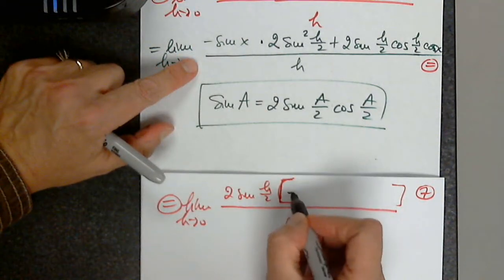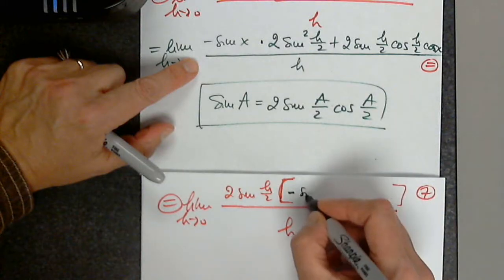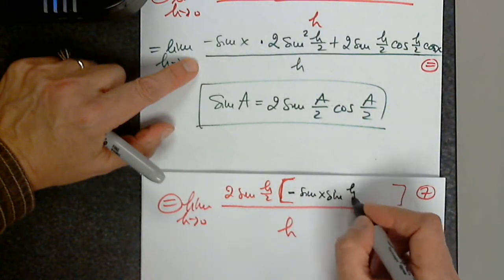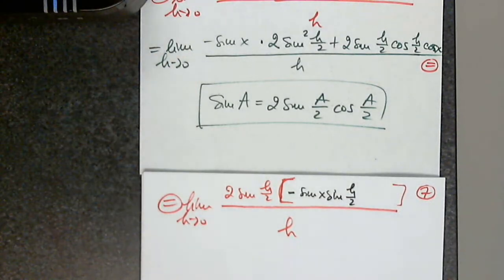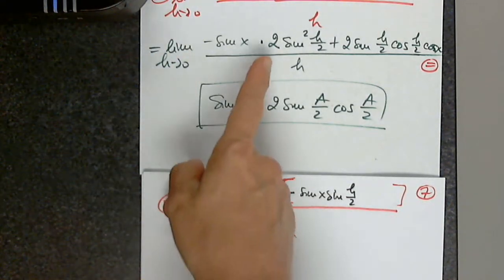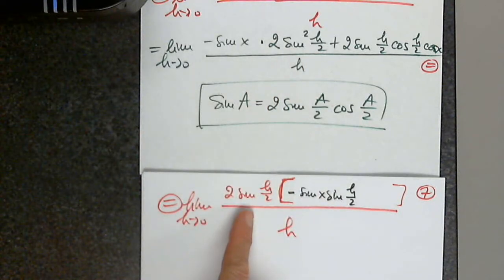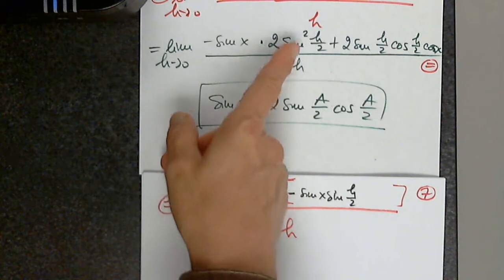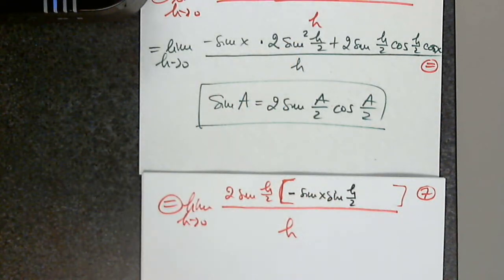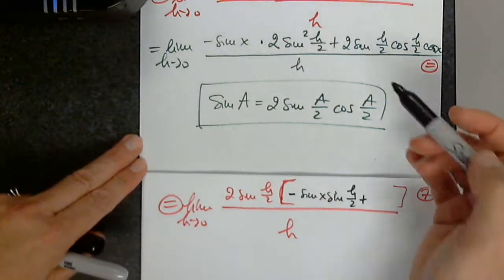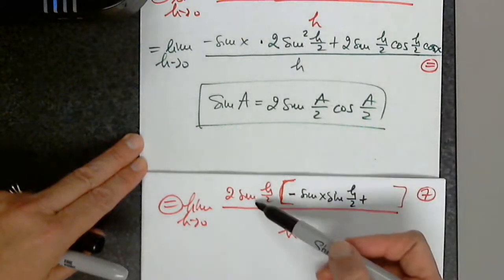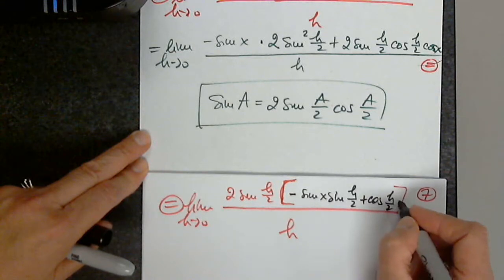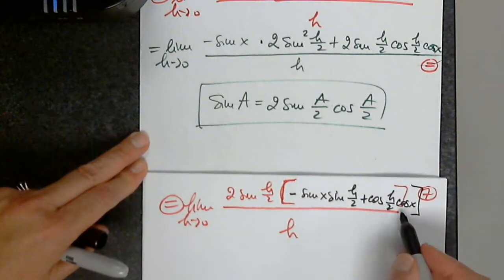A negative sign is left. A sine x is left. And a sine h over 2 is left. Let's check one more time. 2 is out. 1 sine over h is sine h over 2 is here. A negative is in here. A sine x is in here, and one of those is here. Now plus 2 is out. Sine is out, and now I'm left with cosine h over 2 times cosine x.